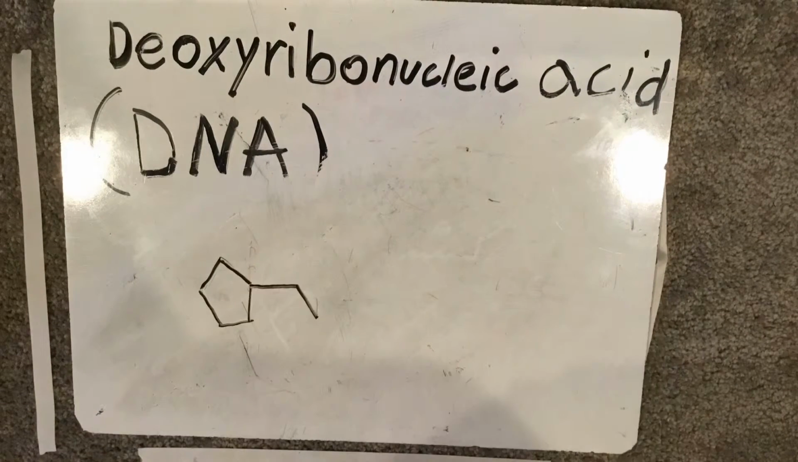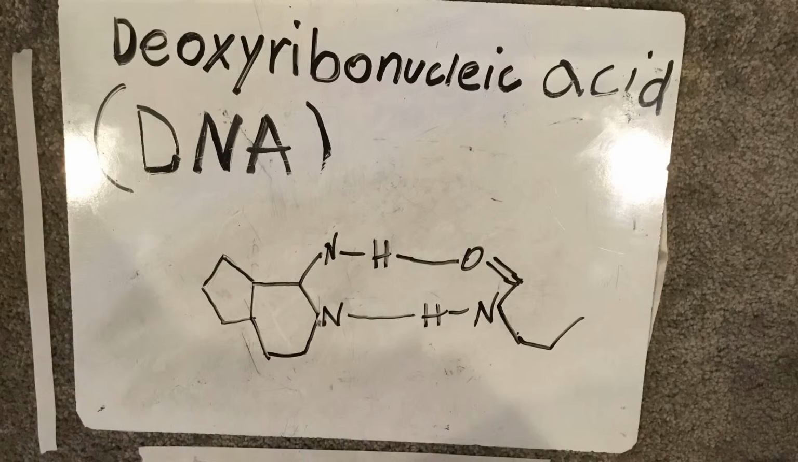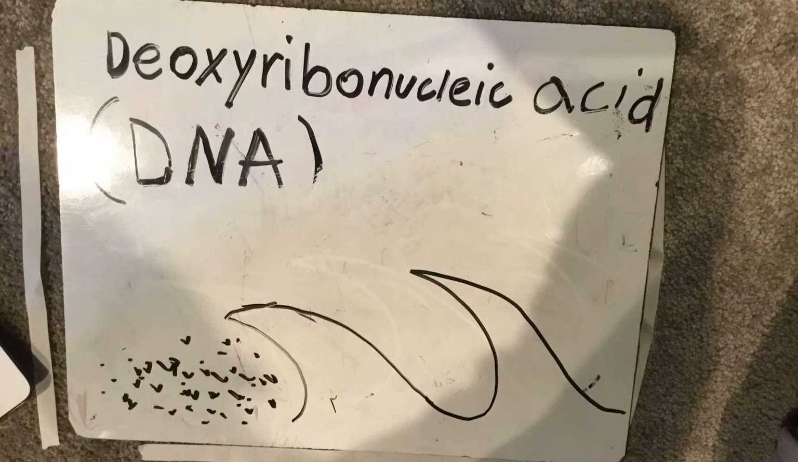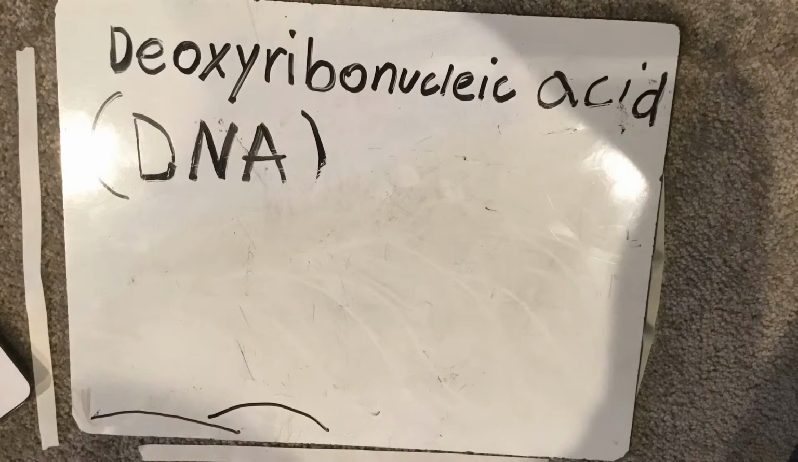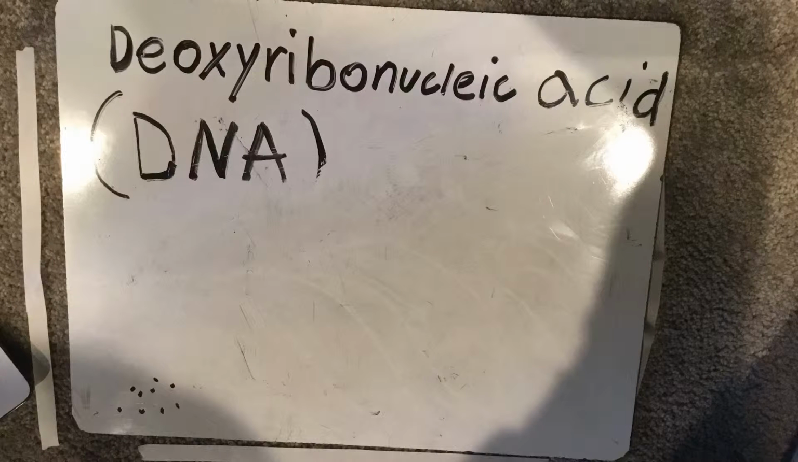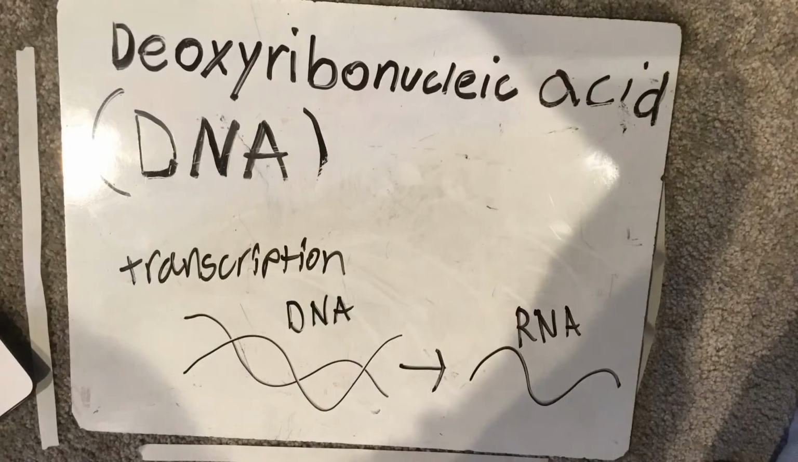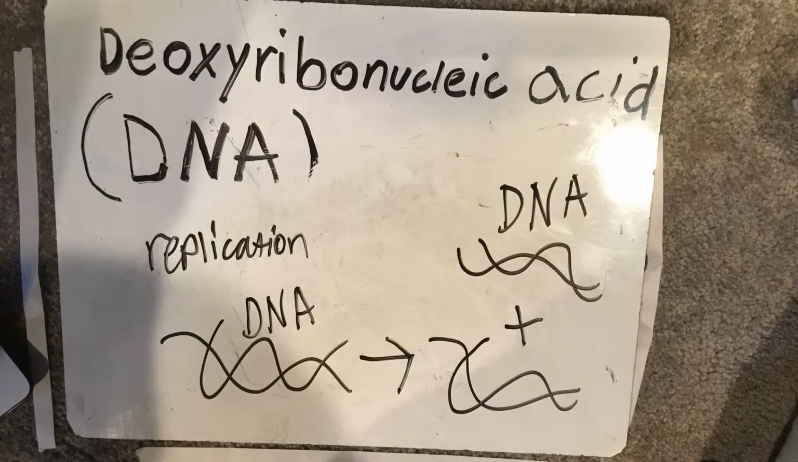On the other hand, the nitrogenous bases are held together by hydrogen bonds. These bonds are weaker than a covalent bond and can be easily disrupted. Think about a wave crashing on a beach. The sand is loose and can be easily disrupted. This allows the DNA strands to separate for transcription, which is the process of copying DNA to RNA, and also replication, the process of copying DNA to DNA.